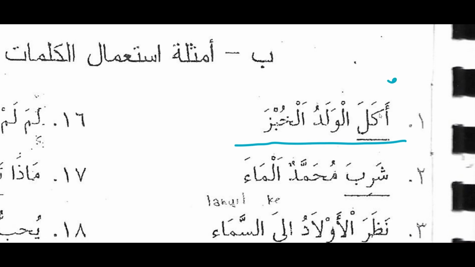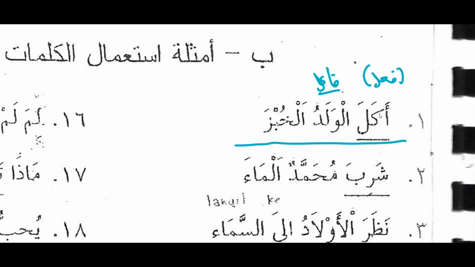Akala here is a fi'il. Again, this is jumlah fi'liyah. So after fi'il, definitely there should come fa'il. So this is a fa'il, the dua. And again, from this format, you can know it's the muta'addi form, not the lazim form.